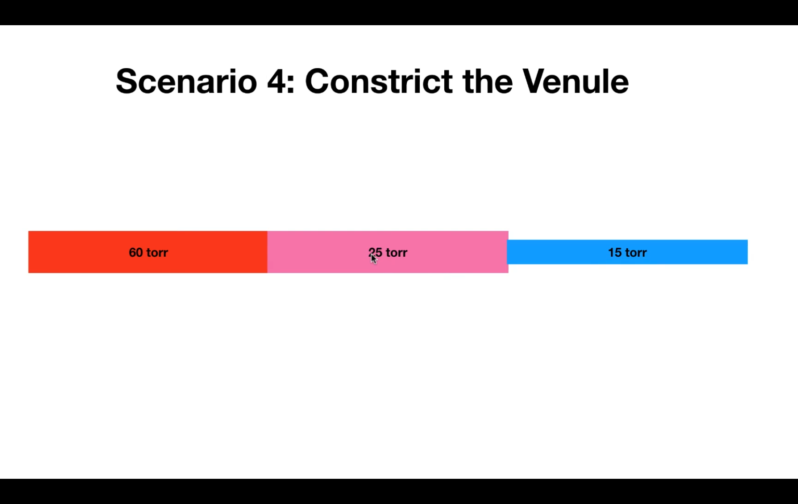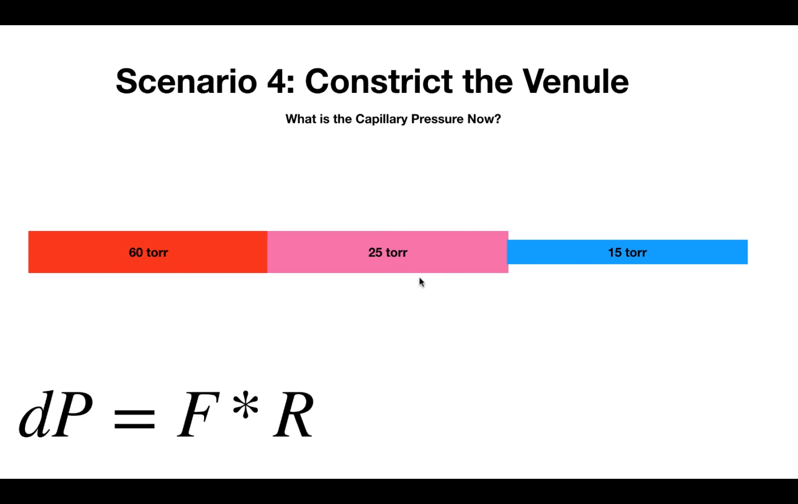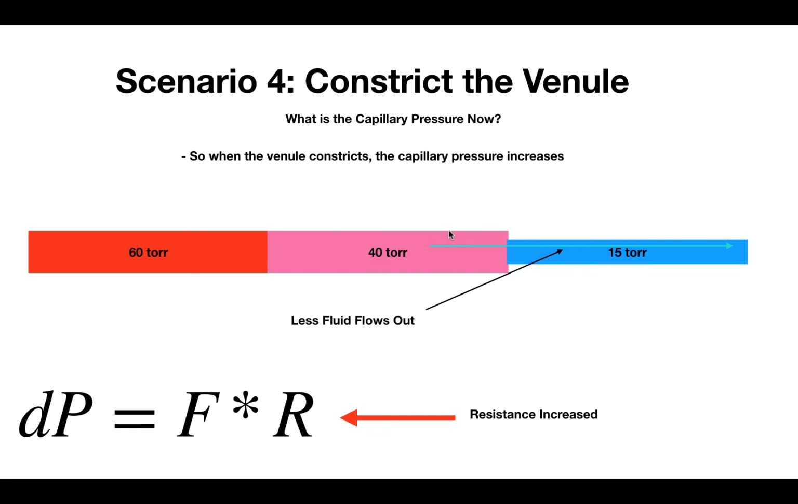So in the last scenario, we are constricting the venule. How is this going to affect the capillary pressure? Once again, we're increasing the resistance of the venule, and we're increasing the resistance by decreasing the radius. To answer the question, we have to look at fluid flow. When you constrict the venule, you cause less fluid to flow into the venule. And when less fluid flows out of the capillary into the venule, more fluid stays within the capillary, which will therefore cause the pressure to increase. So when the venule constricts, the capillary pressure increases.